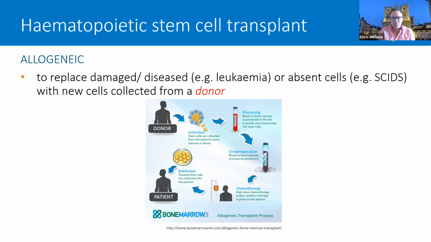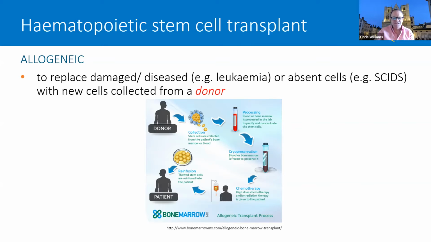The first one is what we're more aware of, which is the allogeneic transplant. An allogeneic transplant is about replacing the damaged or diseased tissue, such as a child that has leukemia. They may have refractory leukemia and relapse and need to have a new transplant. Or it might be a child that's got a disease of their marrow, such as severe combined immunodeficiency syndrome, where we need to give them a brand new bone marrow.